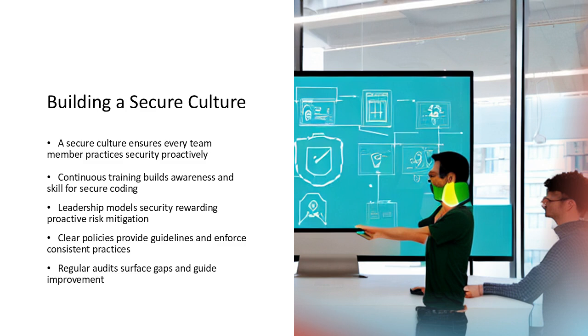Building a secure culture. A secure culture ensures every team member practices security proactively. Continuous training builds awareness and skill for secure coding. Leadership models security, rewarding proactive risk mitigation. Clear policies provide guidelines and enforce consistent practices. Regular audits surface gaps and guide improvement. Here's a simple and clear explanation.